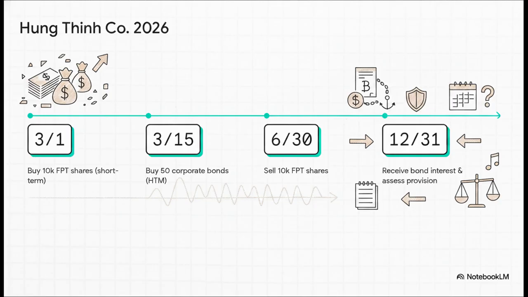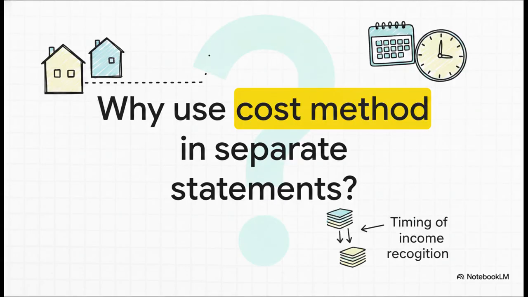Boom, account 128. Fast forward to June 30th, they sell those FPT shares, which triggers our two-step revenue and COGS journal entries. Finally, on December 31st, they collect their bond interest and have to assess any year-end provisions. This is a great example because it mixes trading securities and HTM investments right in the same fiscal year. Okay, pop quiz time. Let's see who's been paying attention.